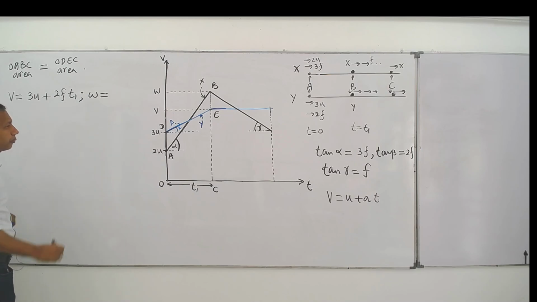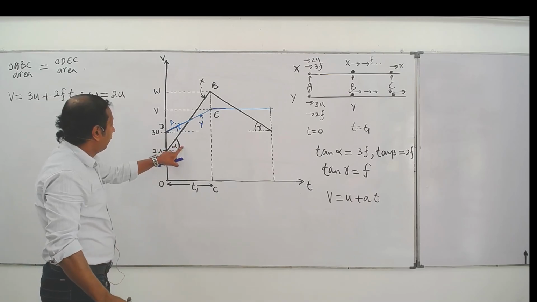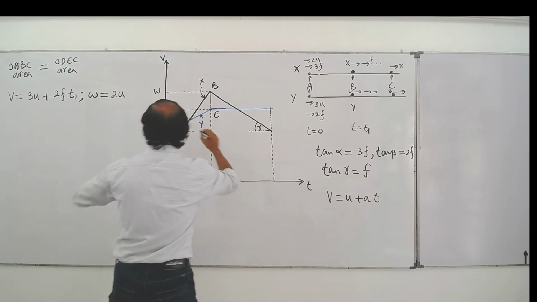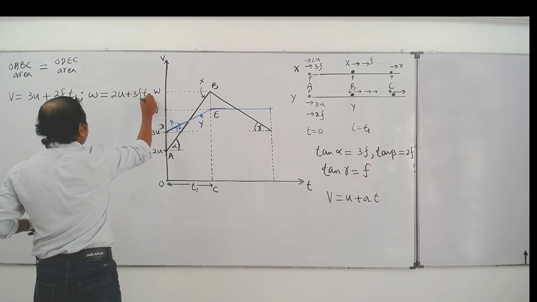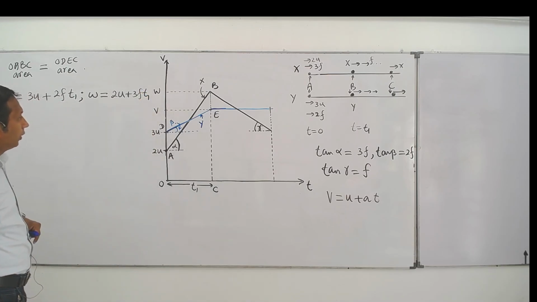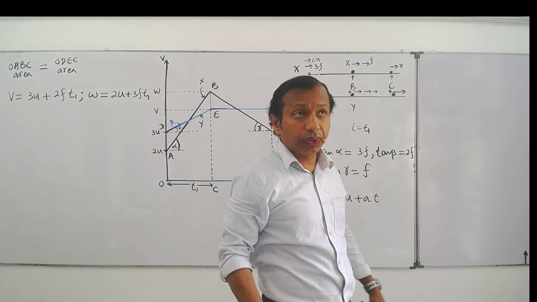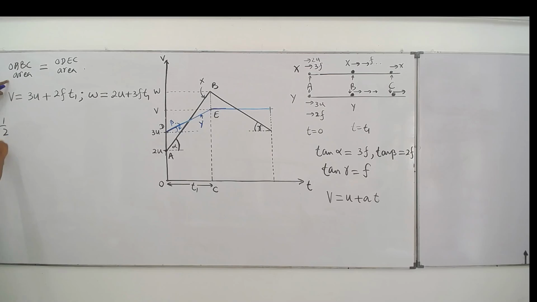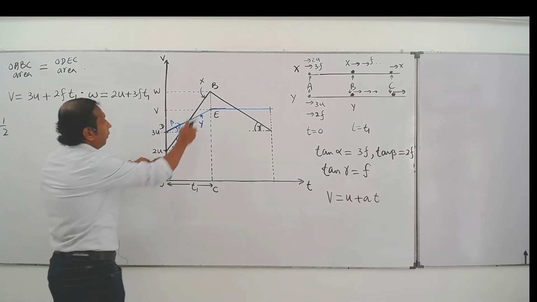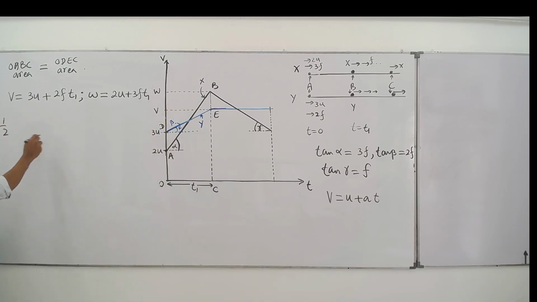You can write initial velocity 2u, acceleration 3f and time T1. These two areas are equal. These two areas are trapeziums. Then you can put them there. Area OABC is half the sum of the parallel sides, 2u plus W, into T1.